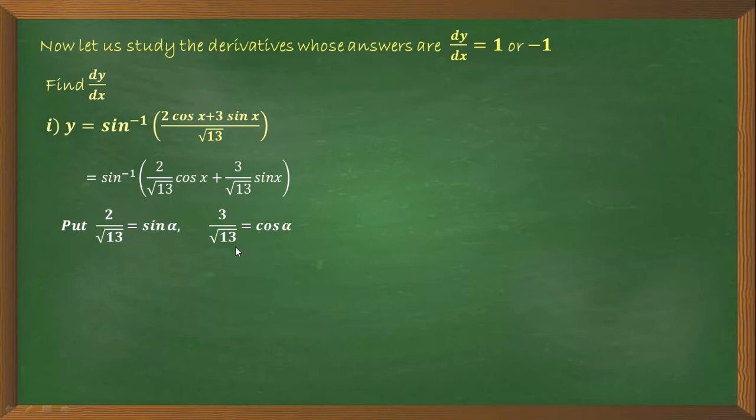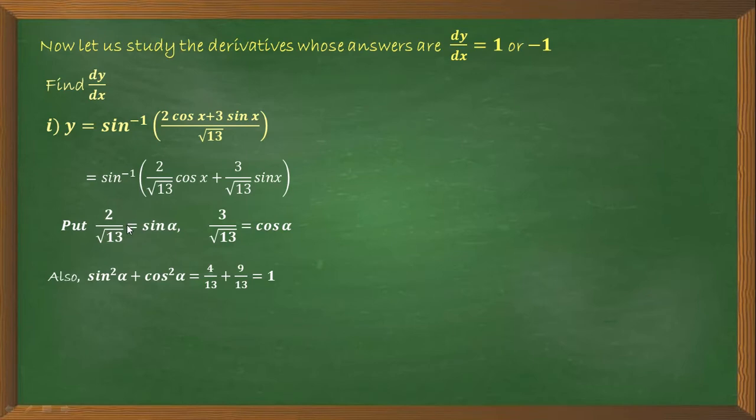Why we write like this? Because see this, it satisfies the identity, that is sin square alpha plus cos square alpha is equal to, if you consider this, then it will be 4 upon 13 plus 9 upon 13 is equal to 1. So it is possible that for any angle alpha, we can consider 2 upon root 13 as sin alpha and 3 upon root 13 is equal to cos alpha.